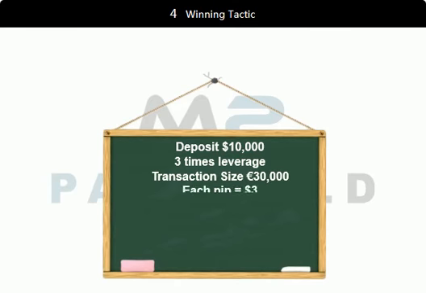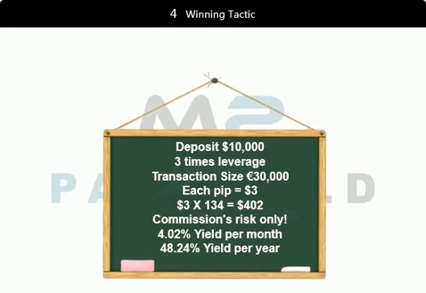Let's translate that into money. You have $10,000 in your account. Let's assume that you start with a transaction of 30,000 euros, threefold leverage. For this transaction, each pip is worth $3. $3 times 134 pips is $402. 4.02% return in a month comes to 48.24% in a year by risking commission alone.